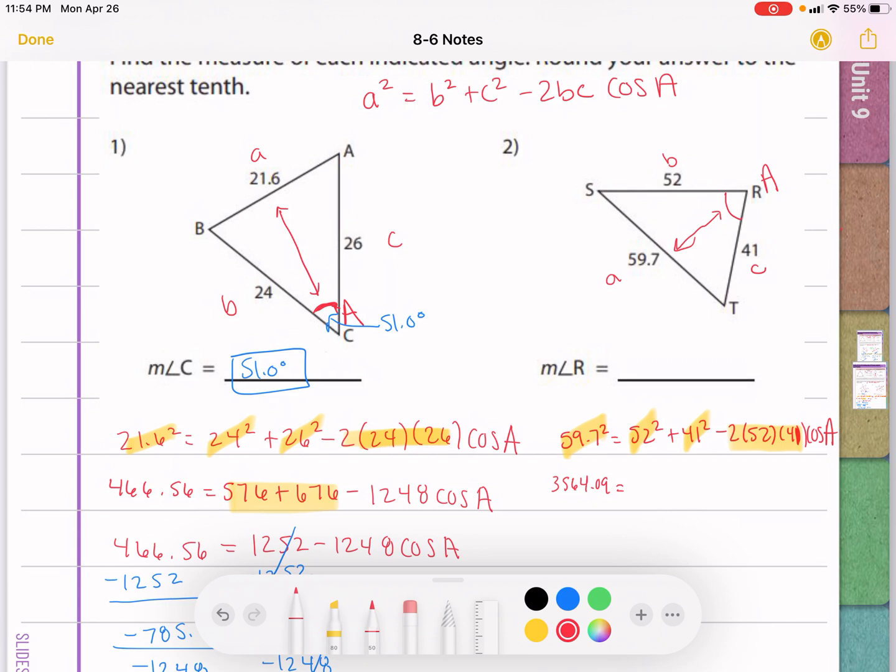Then 52 squared comes out to 2704, and 41 squared comes out to 1681. I'm going to do 2 times 52 times 41. That comes out to 4264. And that would go in front of the cos A. So now I can add these together, and I get 4385.